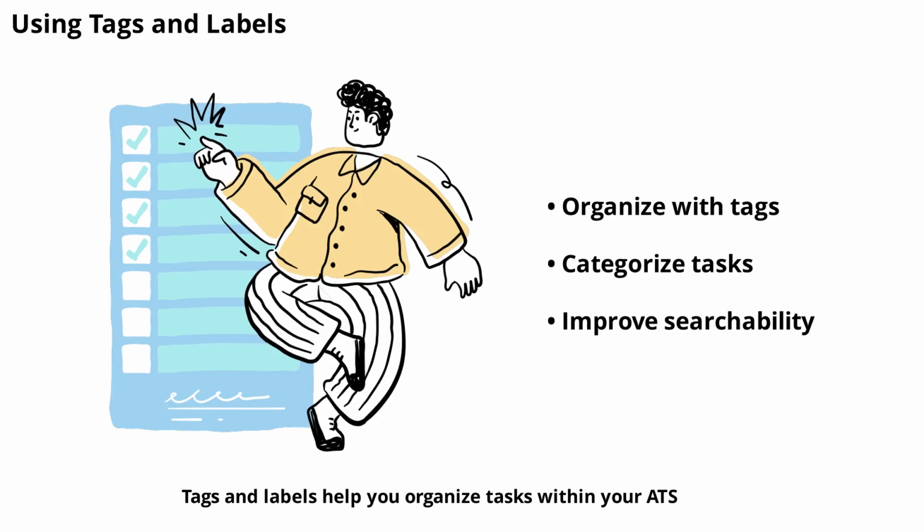Tags and labels help you organize tasks within your ATS. You can use them to categorize tasks by priority, department, or type. For example, label tasks as high priority or design. This makes it easier to filter and search for specific tasks later.